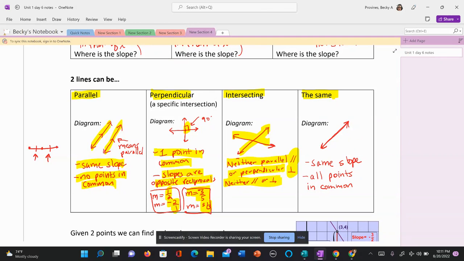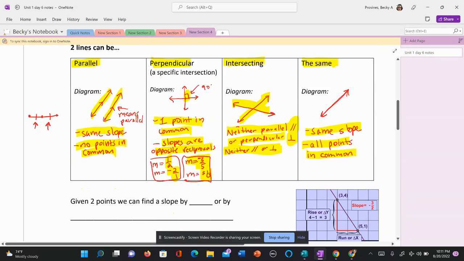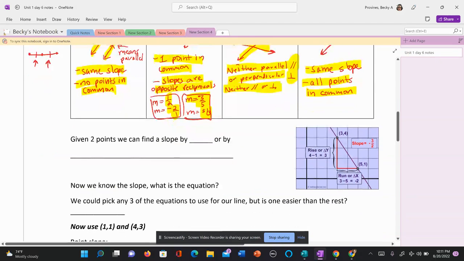Now the last scenario is when the lines are graphed and you graph the second one and the lines are on top of each other because the lines are the same thing. You graph the same equation twice. So if that happens, they obviously have the same slope because they're the same equation, and they have every single point in common because one is literally graphed on top of the other. Okay, so that hopefully was review.